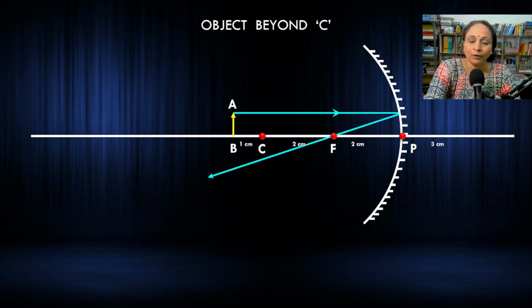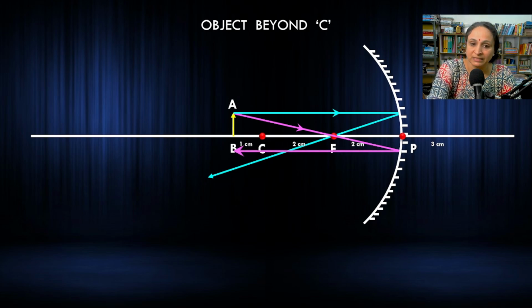Okay. Now consider the other ray which is passing through the focus. What will happen to this ray after reflection? It will become parallel to the principal axis. Both of these rays will meet at a point, as shown, and the image of the object is formed. See, I have got AB as the object and the image is inverted. And where is it formed? The object is placed beyond C, but the image is formed between C and F.